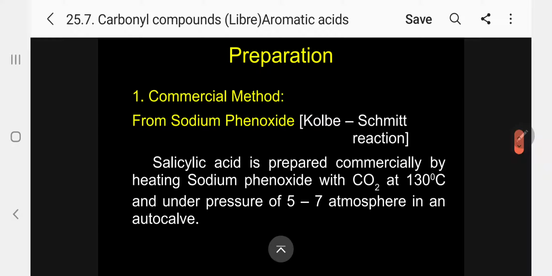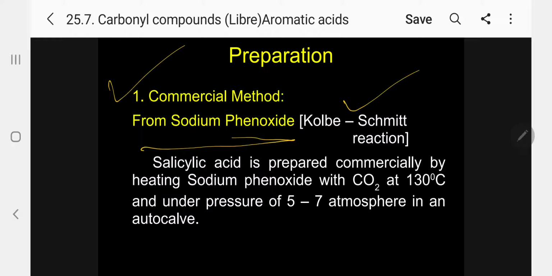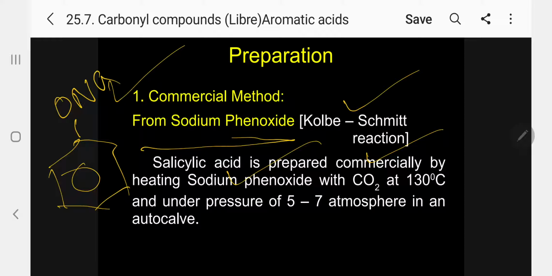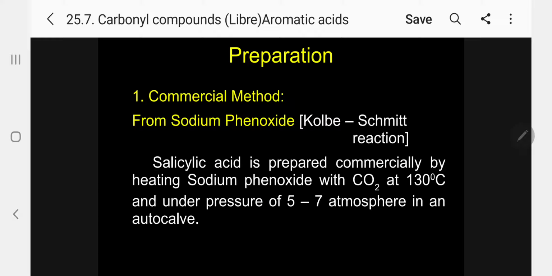Coming to preparation, the commercial method is from sodium phenoxide. Kindly follow. The Kolb-Schmitt reaction is the famous reaction. Salicylic acid is prepared commercially by heating sodium phenoxide with carbon dioxide at 130 degrees centigrade under a pressure of 5 to 7 atmospheres in an autoclave. So we can get the corresponding salicylic acid.